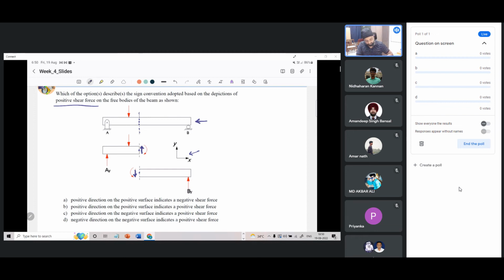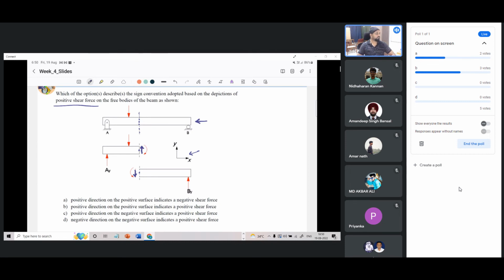So the answers given are: A, positive direction on the positive surface indicates a negative shear force. B, positive direction on positive surface indicates a positive shear force. C, positive direction on a negative surface indicates a positive shear force. And D, negative direction on a negative surface indicates a negative shear force. Okay. If there are any other answers, please log them there in the poll, and then I will explain this question in detail as to what this was.